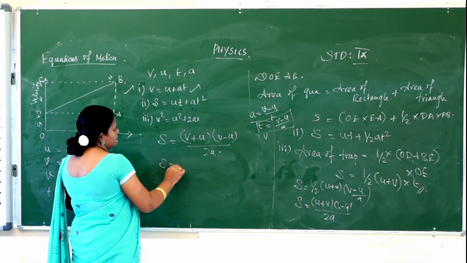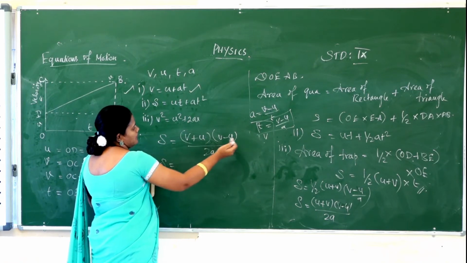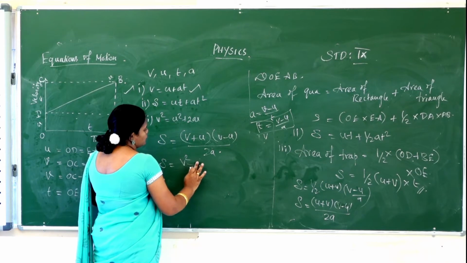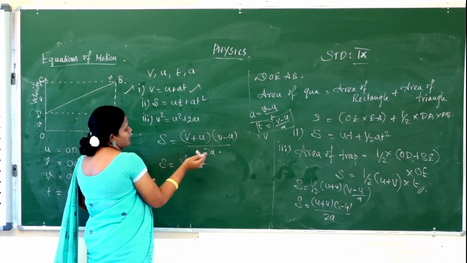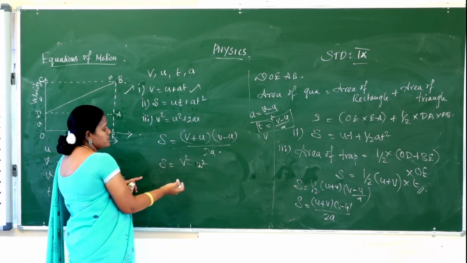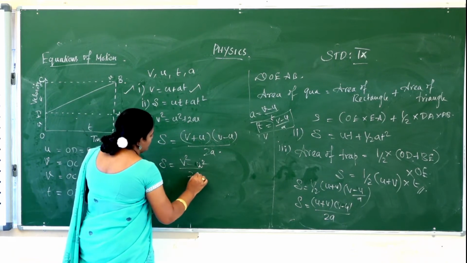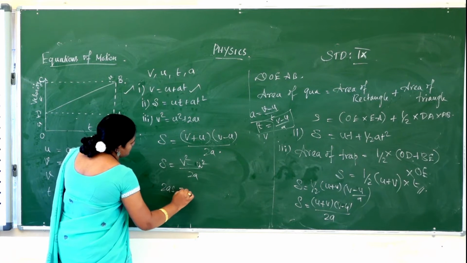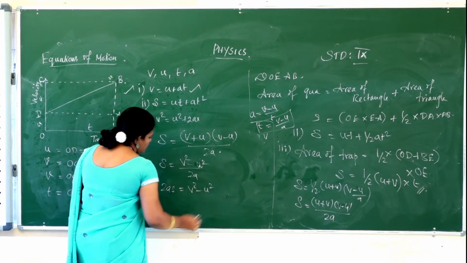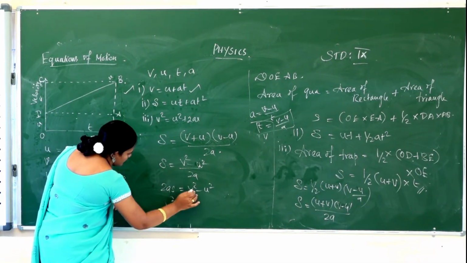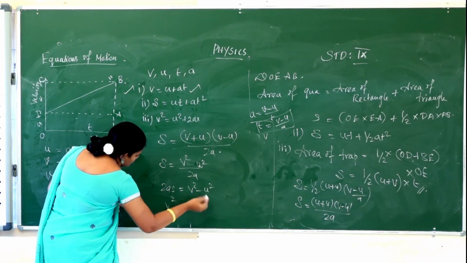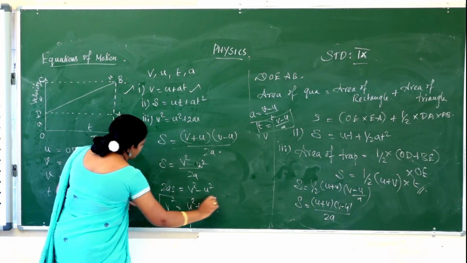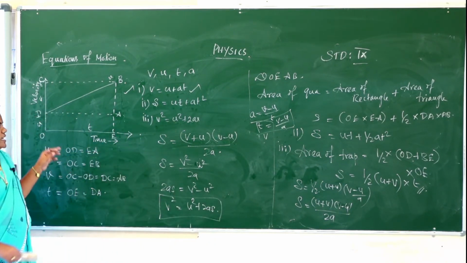So A plus B into A minus B is A square minus B square, so V plus U into V minus U is V square minus U square by 2A. So 2AS is equal to V square minus U square. Taking the U square to the left side, V square is equal to U square plus 2AS. That is the third equation of motion.